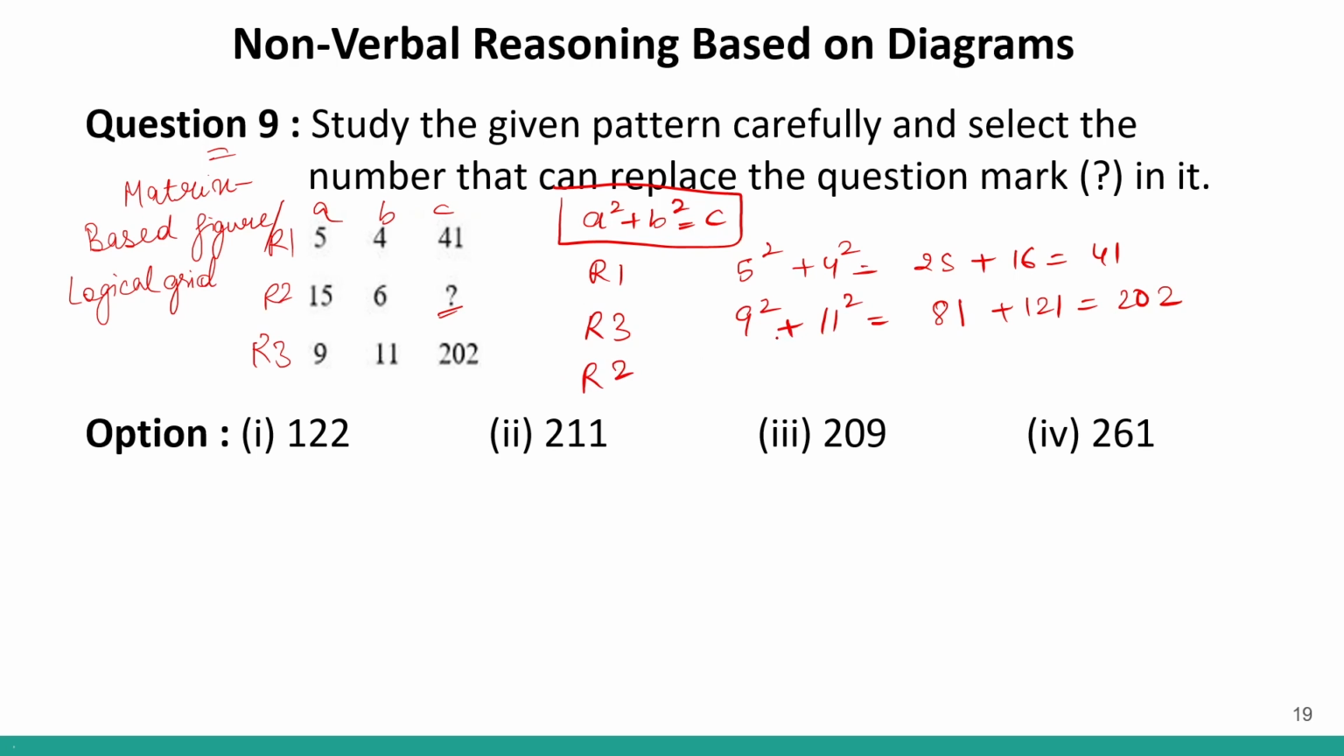So in row 2, if I use the same logic, we'll do 15 square plus 6 square. So 15 square is what? 225 and 6 square is 36. So when I add them together, I'll get 261. So 261 will be my answer, which is given in option number 4. So option number 4 will be your correct answer. So this is how you solve a question on logical grid.